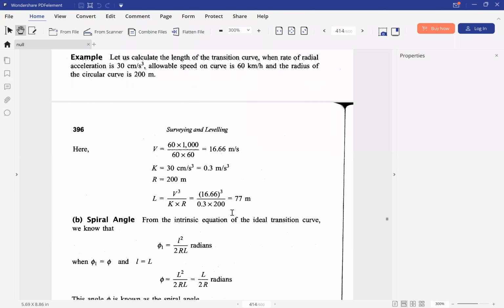Now these are the three criteria. You can use any of these three relationships depending upon which sort of data is available to you, and you can calculate the length of the transition curve.